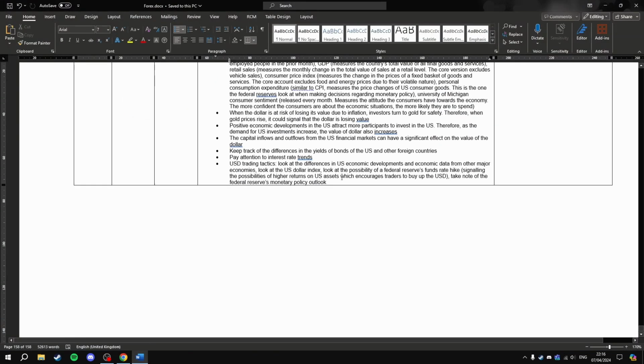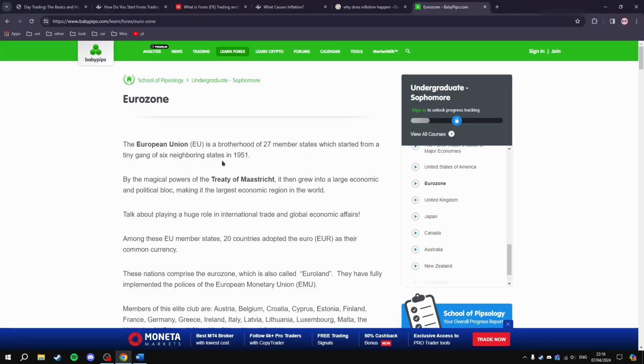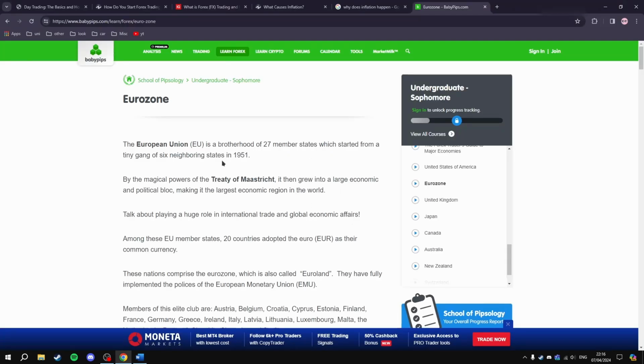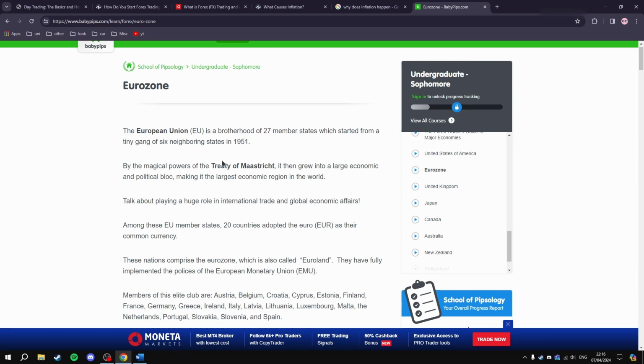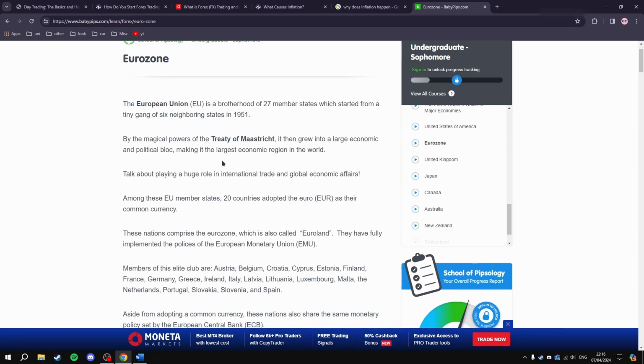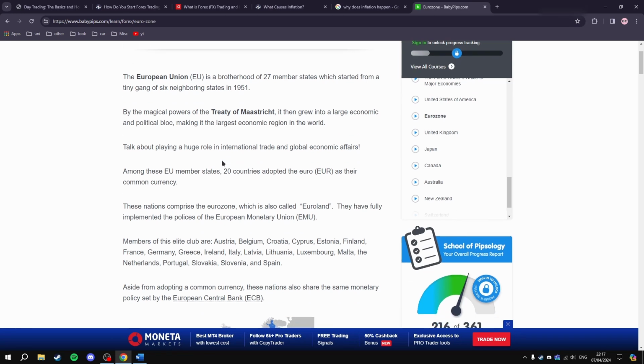Okay, Eurozone. The European Union is a brotherhood of 27 member states which started from a tiny gang of 6 neighbouring states in 1951. By the magical powers of the Treaty of Maastricht, it then grew into a large economic and political bloc, making it the largest economic region in the world. Talk about playing a huge role in international trade and global economic affairs.